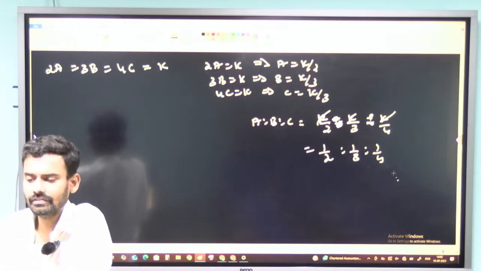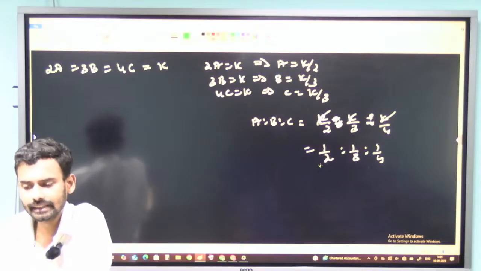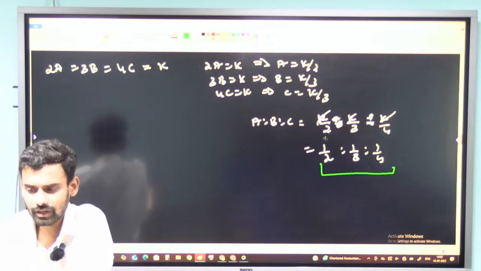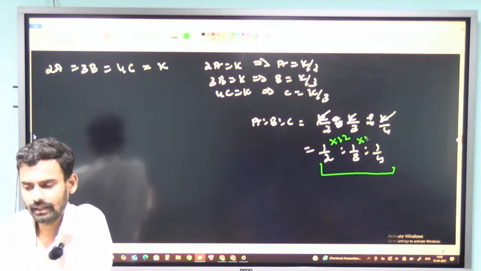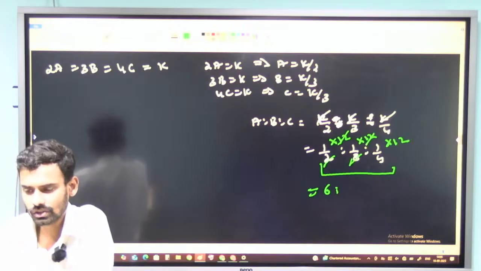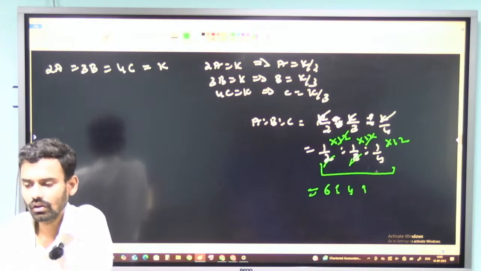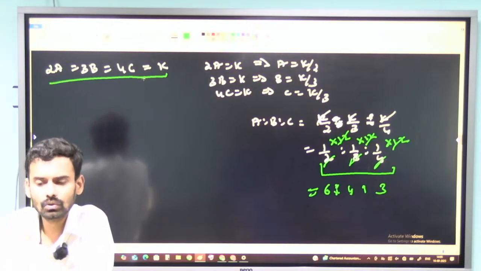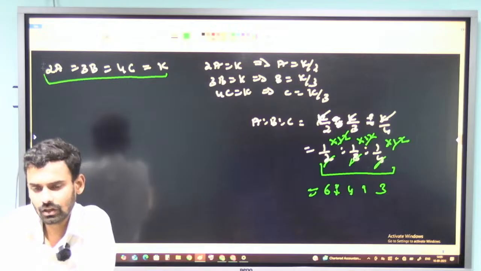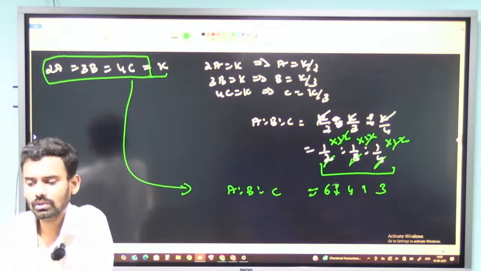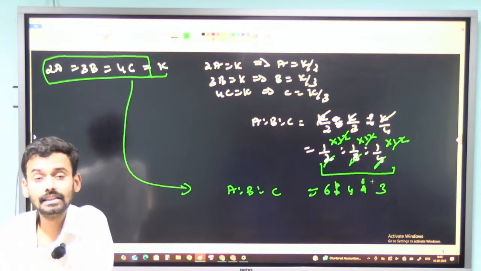So to get rid of the fractions, we need to take the LCM of all three numbers, 2, 3 and 4, which is 12 in this case. So we will multiply the entire ratio by 12. Now we will get 2 ones are 2, 6 are; 3 ones are 3, 4s are; 4 ones are 4, 3s are. So the final value, if 2A is equal to 3B is equal to 4C, then I can write A is to B is to C is equal to 6 is to 4 is to 3. But this is the basic method.